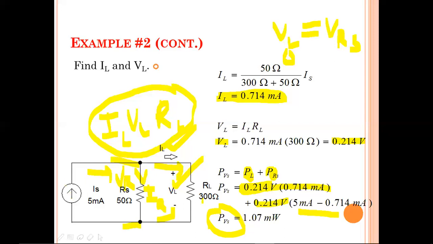Hope you got it. Total power delivered, this is not VS, this is IS. Total power delivered by the source, or you can name it as VS also, that is also not wrong. So hence 1.07 milliwatts of power is delivered by the source to two different resistances: one is the internal resistance, one is the load resistance. Hope you are clear. Now this is my output part, meaning IL, VL, RL.